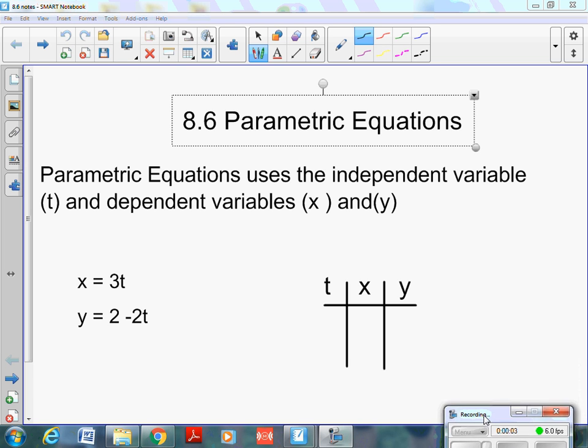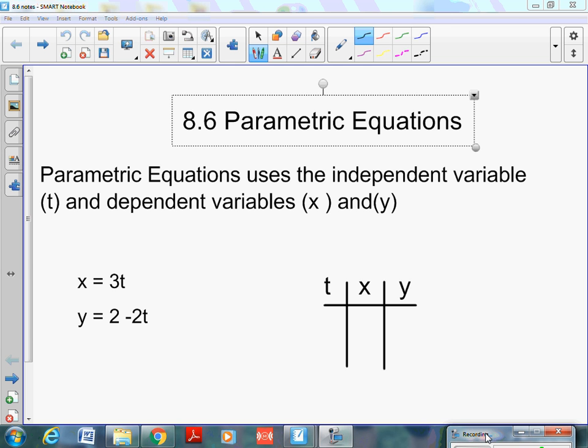Okay, today we're going to learn about parametric equations. This is the last section. It's called 8.6. Parametric equations use the independent variable t and dependent variables x and y. Just to explain where you would find parametric equations: anything that's related to time in physics or in math. For example, a race car, roller coasters, coiled springs, anything that's related to time.